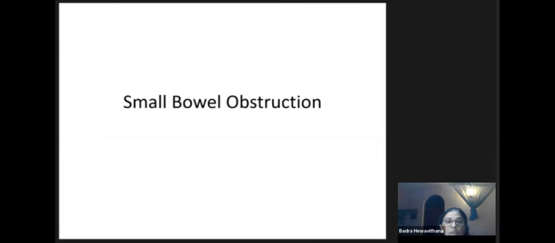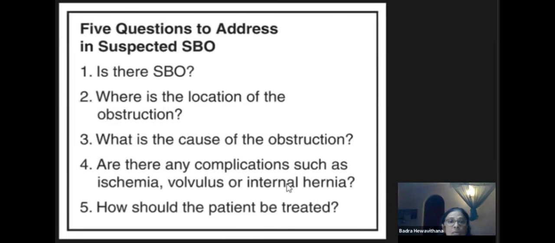We will move on to the real topic, small bowel obstruction. So these are the 5 questions to address in suspected small bowel obstruction, whether it is a surgeon or the radiologist or the clinician. Is there a small bowel obstruction? You have to establish the diagnosis. And where is the location of the obstruction, site of obstruction, and what is the cause of obstruction? And are there any complications such as ischemia, volvulus, or internal hernia? And of course, that is up to you all. How should the patient be treated? So these are the common questions.